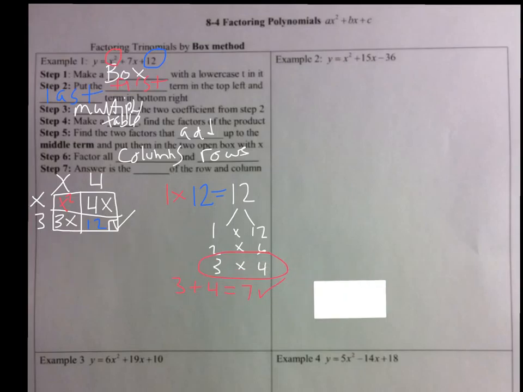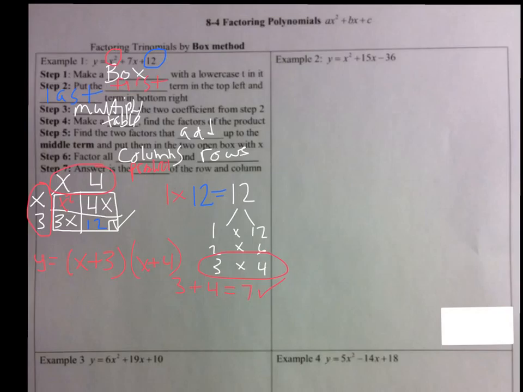So I'm going to remove this box for just a minute. Alright, the last step, step number 7, your answer: the answer is the product of the row and column. So the product again just means multiplication. So our answer would be y is equal to the product of the row, which is x plus 3 times x plus 4.